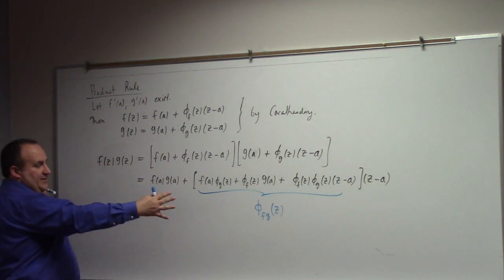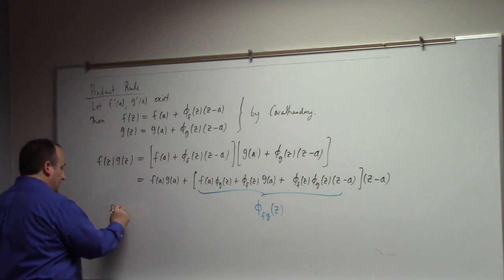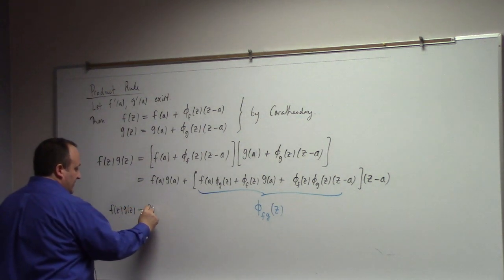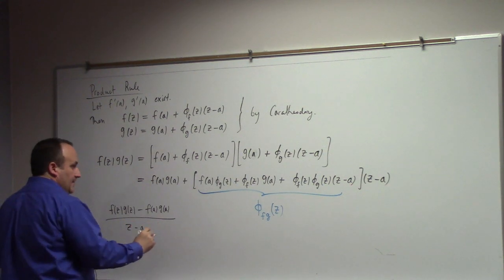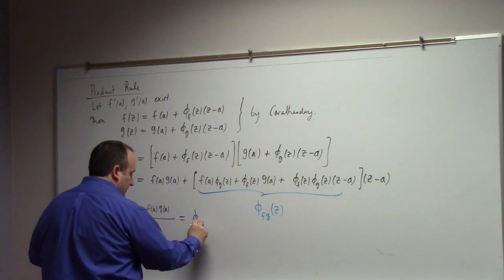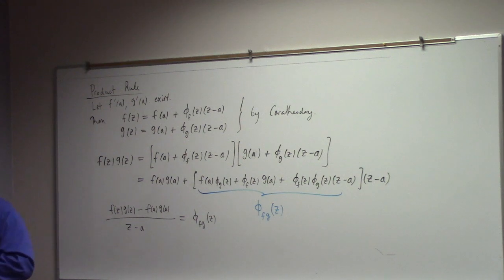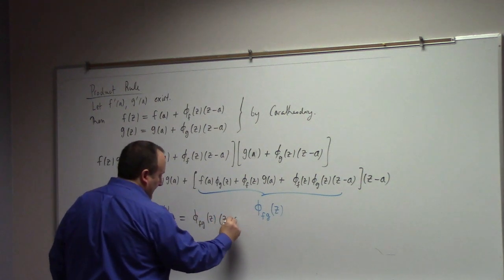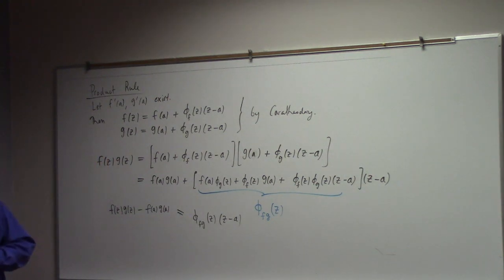I have done this calculation, so it is the case that f of z, g of z, minus f of a, g of a, all divided by z minus a is equal to what? It's equal to phi f g of z, right? Or if you like, I could put the z minus a over there like I wrote in number 2. If you'd like me to make it number 2 exactly, I just move this over here. There you go. Little crooked, but item number 2.